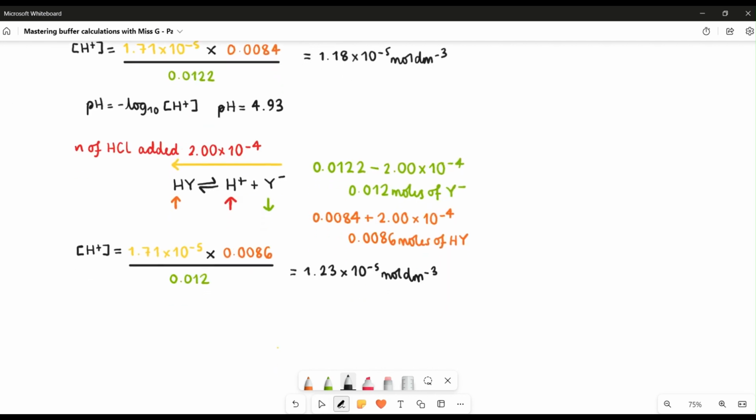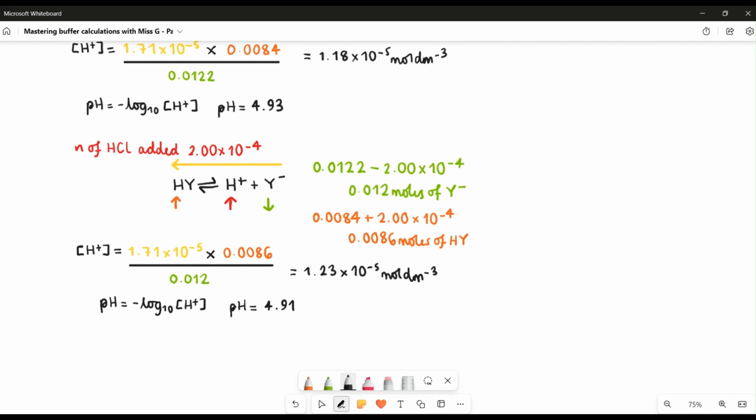And then from there, again, pH is equal to minus log base 10 of the hydrogen ion concentration. If I put that in on my calculator, I get a value for the pH to 2 decimal places of 4.91. Now, as I explained at the start of the video, when we say that the buffer is able to maintain its pH, it doesn't necessarily stay identical. I did say it may differ by 0.01 or 0.02 pH units, as is the case here.